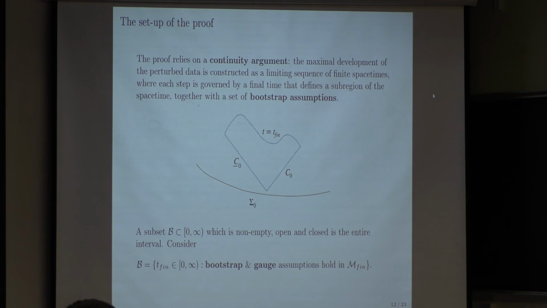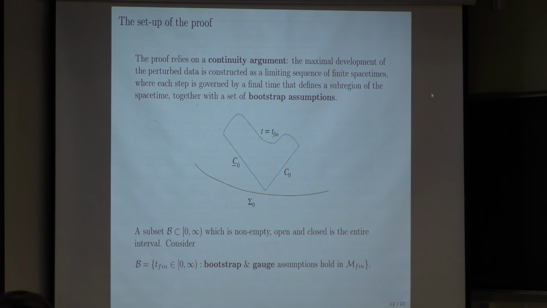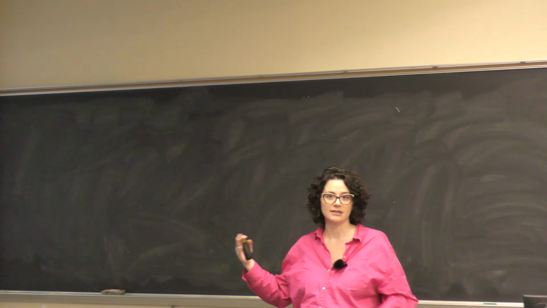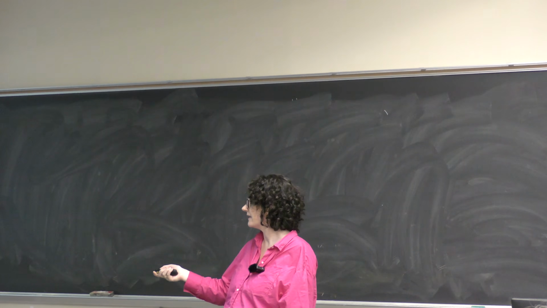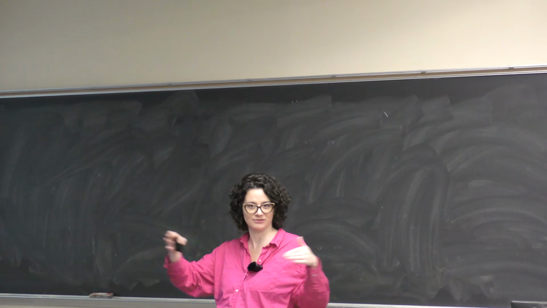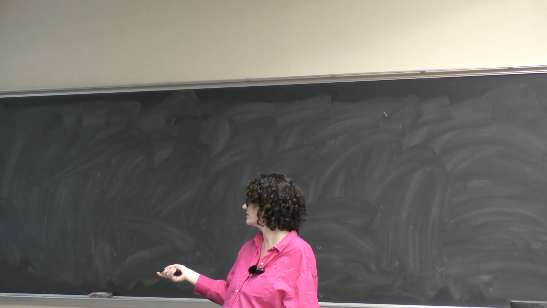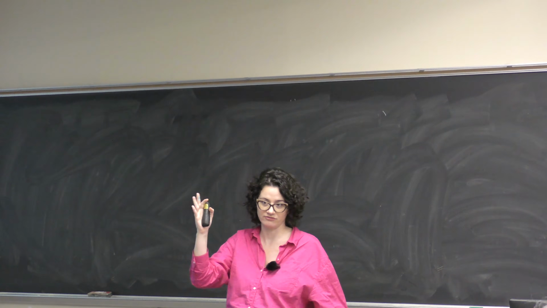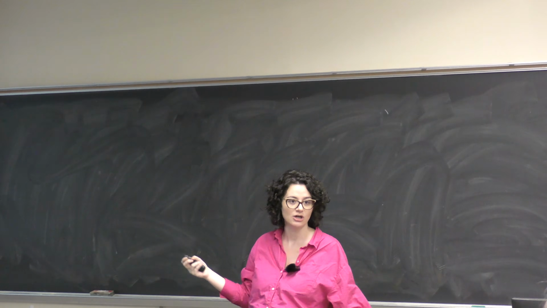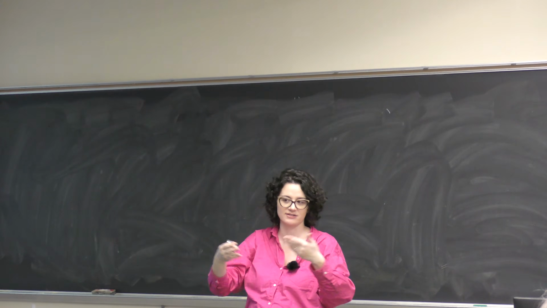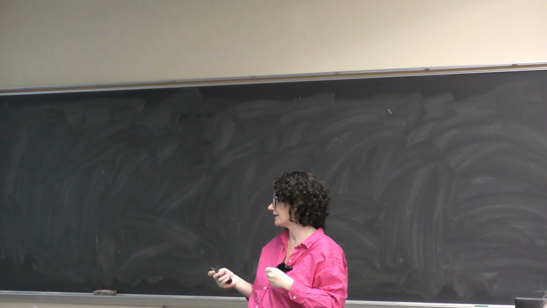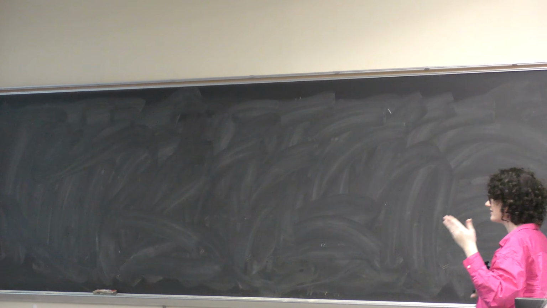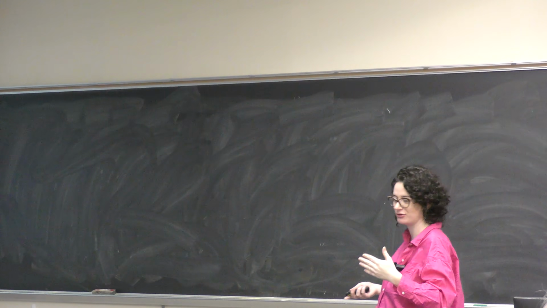So why would this prove what I want? If I am able to prove that this is non-empty, open and closed, this is going to give me that this is the entire interval. This means that I can cover all the times for which these assumptions hold, so that really this region exists for infinite time. So that T can go to infinity. You can either think of it as a limiting sequence or as a continuity argument showing that this set is non-empty, open and closed. So this is what we have to do. We have to prove that something is non-empty, open and closed.